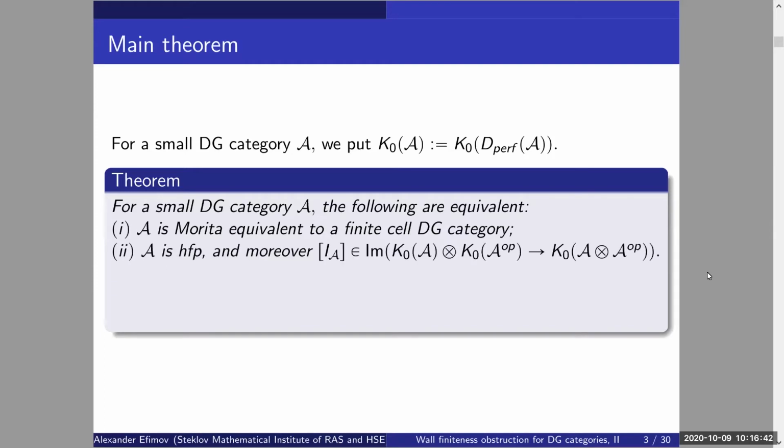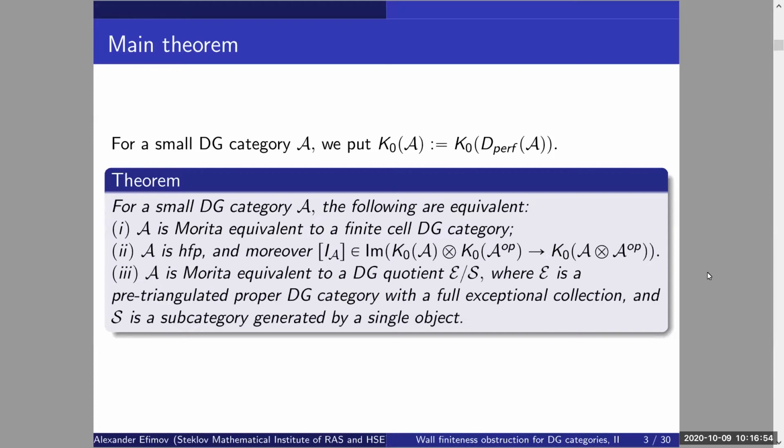Second is that A is homotopically finite and the class of the diagonal is generated by the tensor products of left and right perfect A modules. And the third is that A is equivalent to a DG quotient of a proper DG category with a full exceptional collection, a finite exceptional collection of course, by some subcategory generated by a single object.